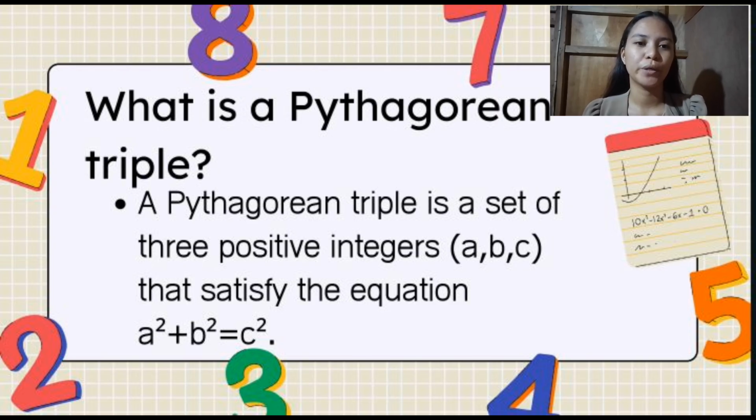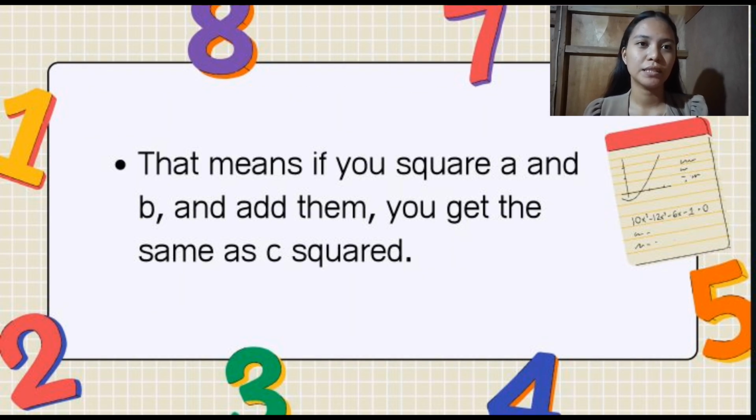So what does a Pythagorean triple mean? It is three numbers called a, b, and c that follow the rule a squared plus b squared is equal to c squared. That means if you square a and b and add them, then you get the same as c squared.